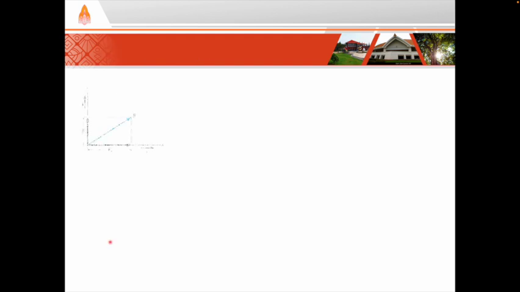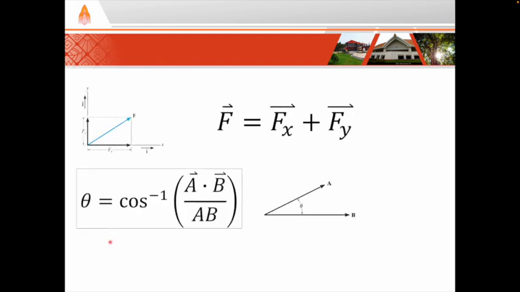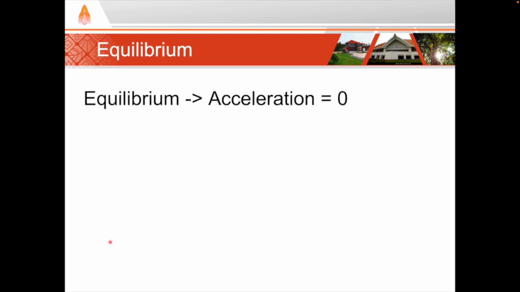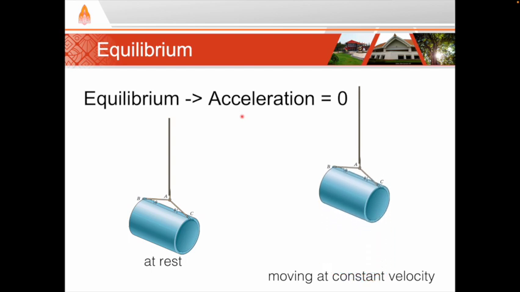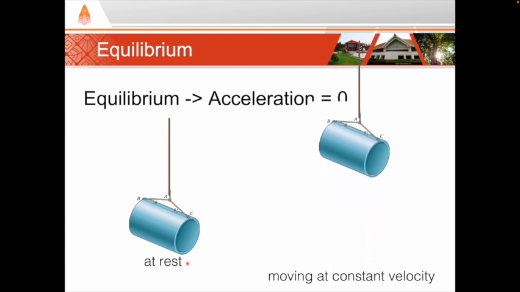We have learned how to add forces and determine the angles between forces. Now it is time to put those skills to use. In this course, we are studying cases where an object is in equilibrium. If an object is in equilibrium, it means it is not accelerating. It is either sitting at rest or it is moving at a constant velocity. When an object is not moving, we call that static equilibrium.